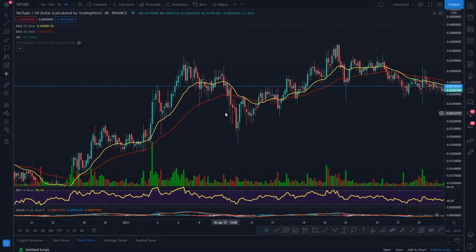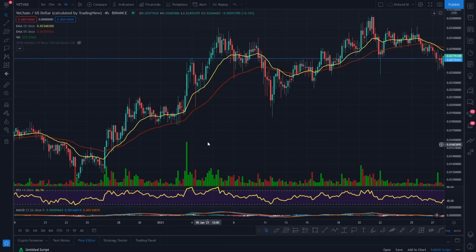And what I'm going to do is make a tutorial for you so you can know the keyboard shortcuts and all these indicators that we do use.